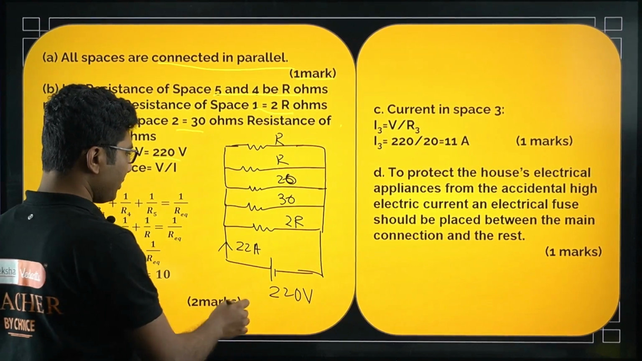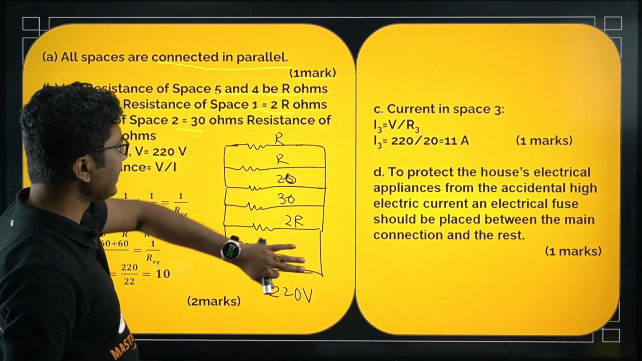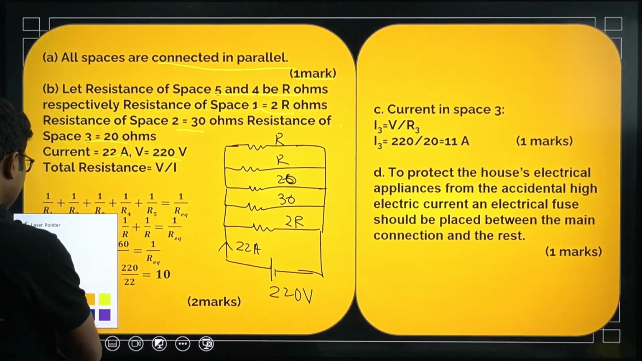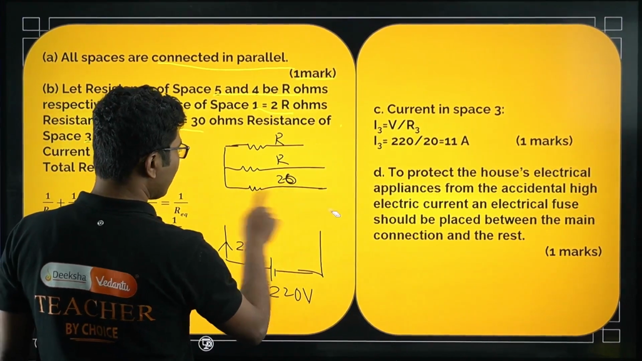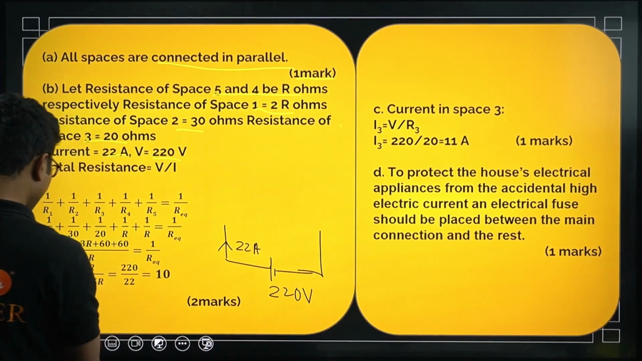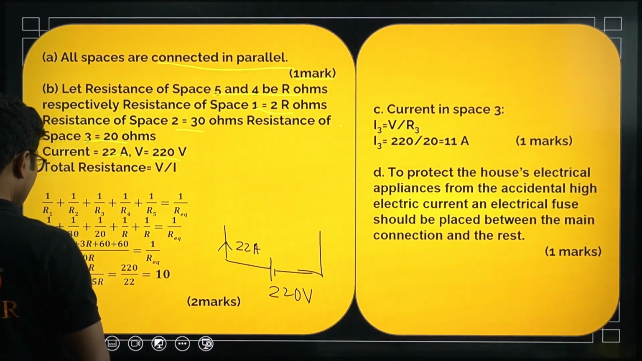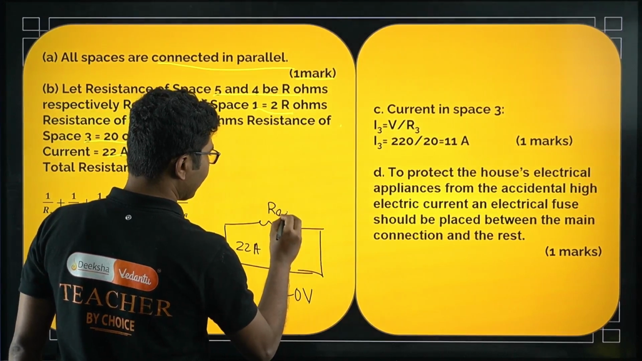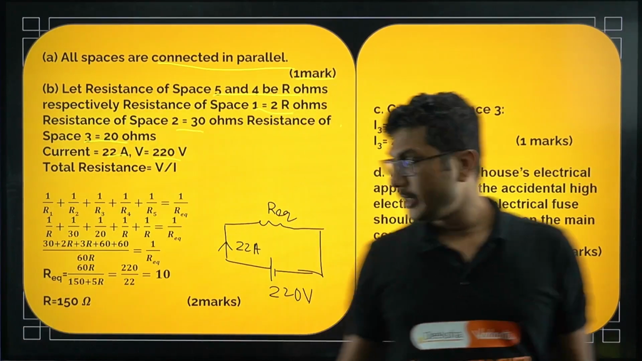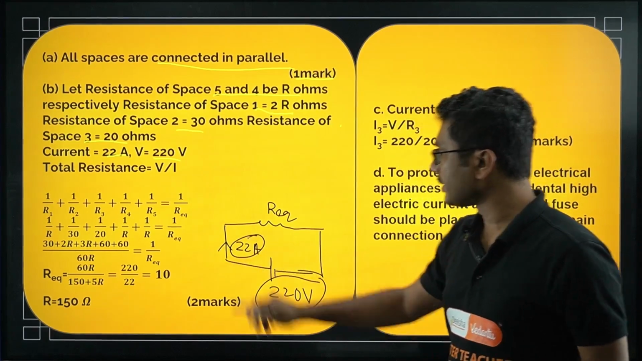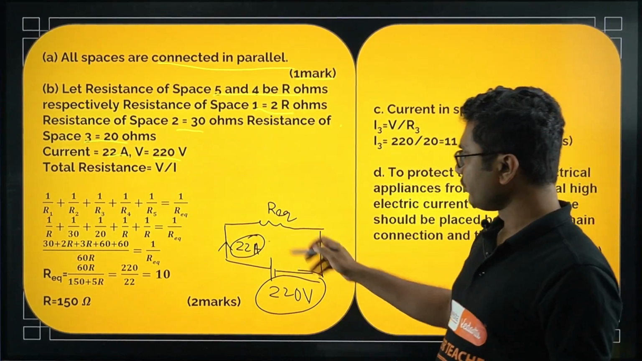Total resistance must be, suppose I delete all the resistances and add only one single resistance. So that is the equivalent resistance, right? So what will be the value of the equivalent resistance? Req. What is the meaning of this? It means the voltage will remain the same, and the current will also remain the same. So these two things will remain the same.